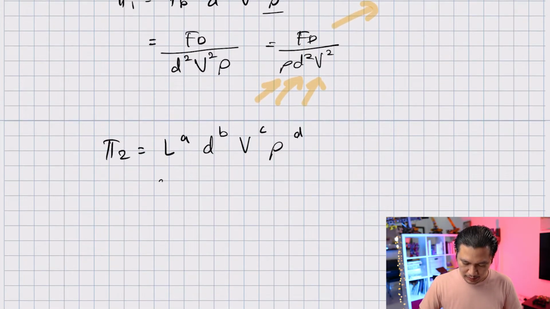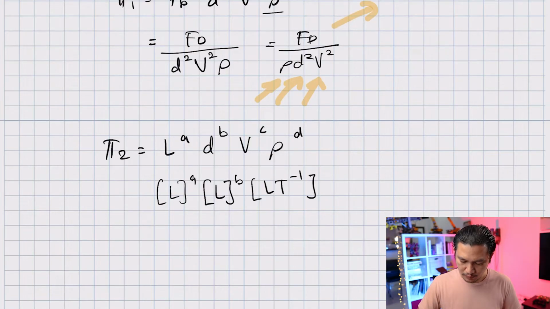So for L, the dimension is length to the power of A. Diameter, also the dimension is length. This is to the power of B. Velocity is length over time. So LT minus 1 to the power of C. And rho is mass over length cube to the power of D. And this is equal to M0, L0, T0.